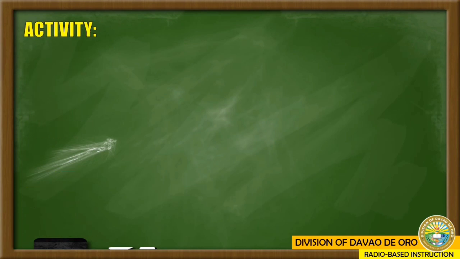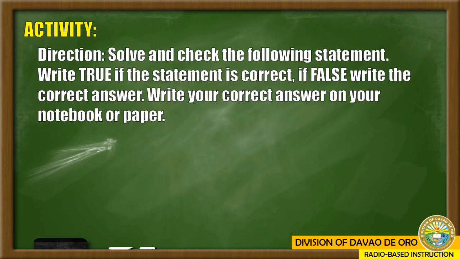Okay, let's have an activity. But before that, we will read our direction first. Solve and check the following statements. Write true if the statement is correct. If false, write the correct answer. Write your answer on your notebook or paper.